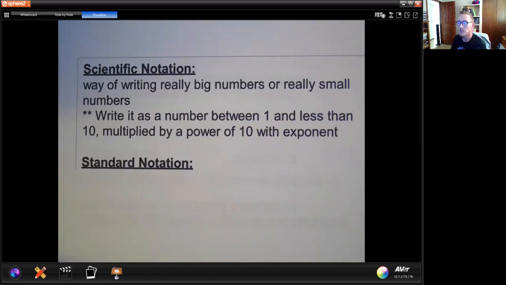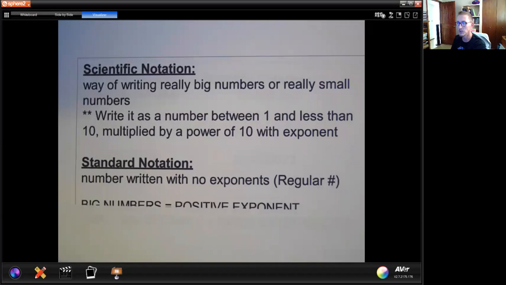The opposite of it is standard notation. Now this is what we already know. This is what we work with. This is just regular numbers. A regular number written with no exponents. 4,800,000. That's standard notation, okay?